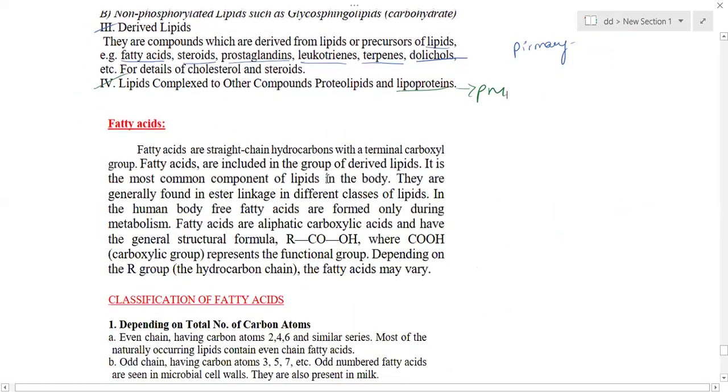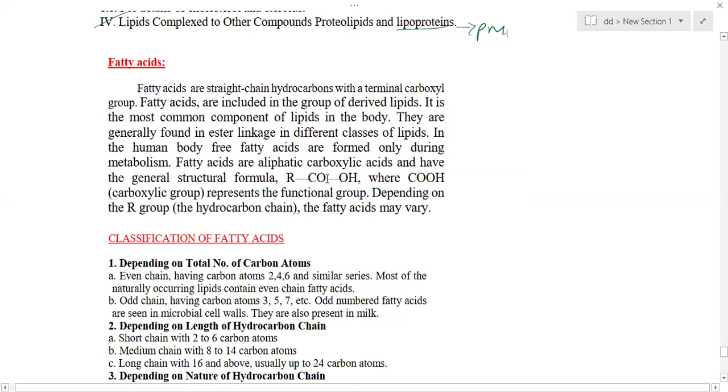Next, come to fatty acid. Fatty acids are straight chain hydrocarbons with a terminal carboxyl group. Fatty acids are included with the group derived lipids, and it is the most common component of lipids in the body. So these fatty acids are very important and they have a straight chain.